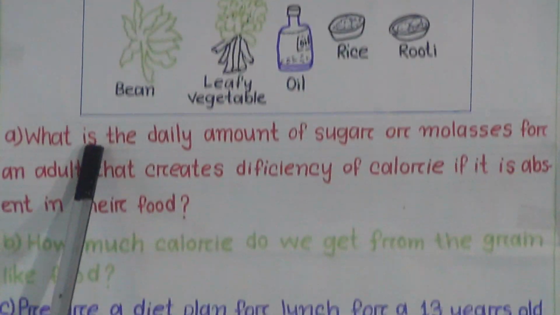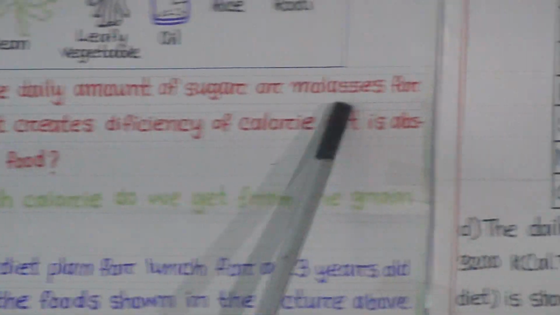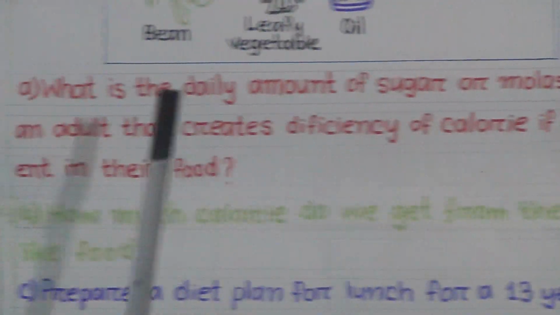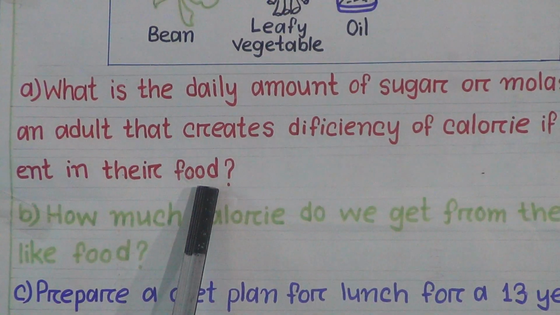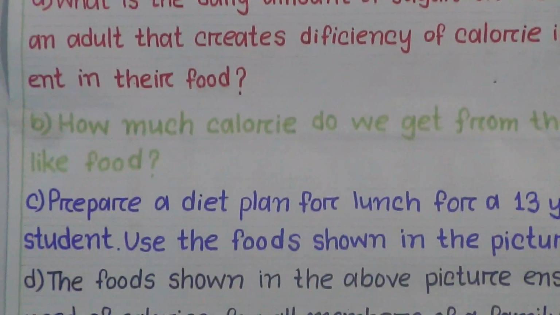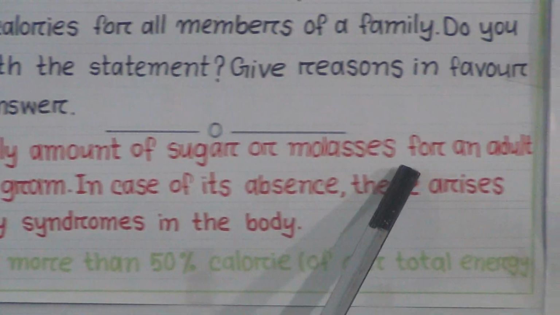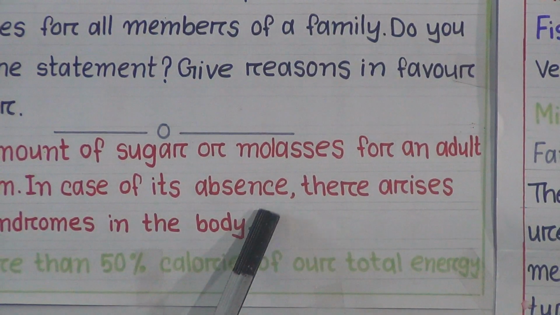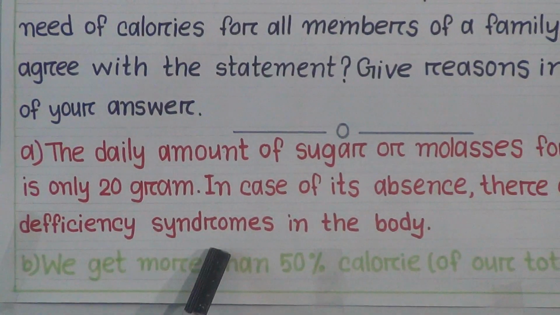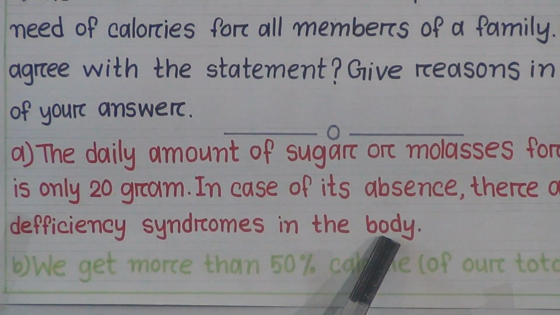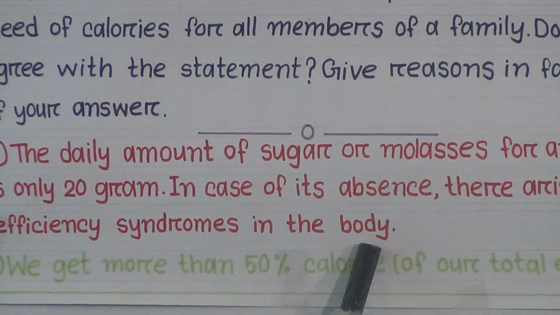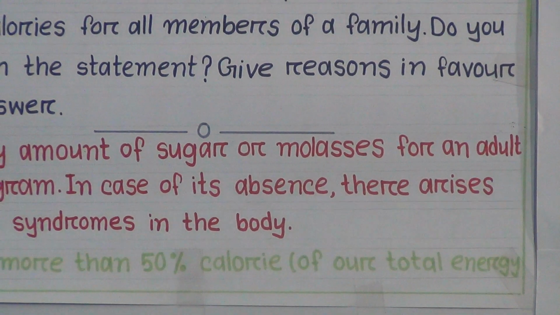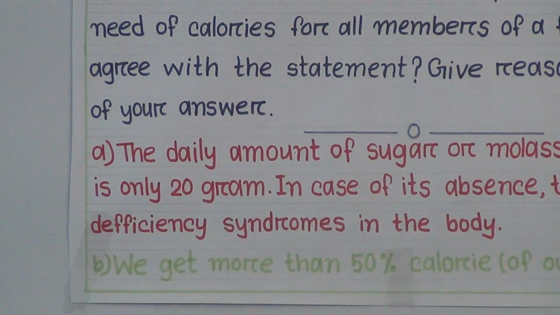Number A, what is the daily amount of sugar or molasses for an adult that creates deficiency of calorie if it is absent in their food? The answer: the daily amount of sugar or molasses for an adult is only 20 grams. In case of its absence, there arises deficiency syndromes in the body.